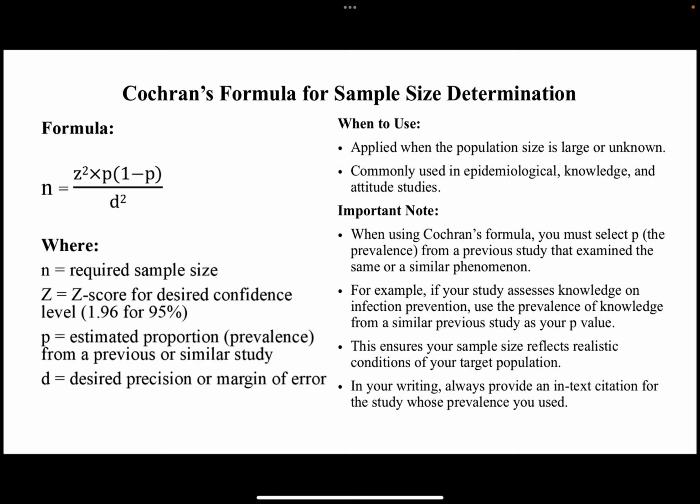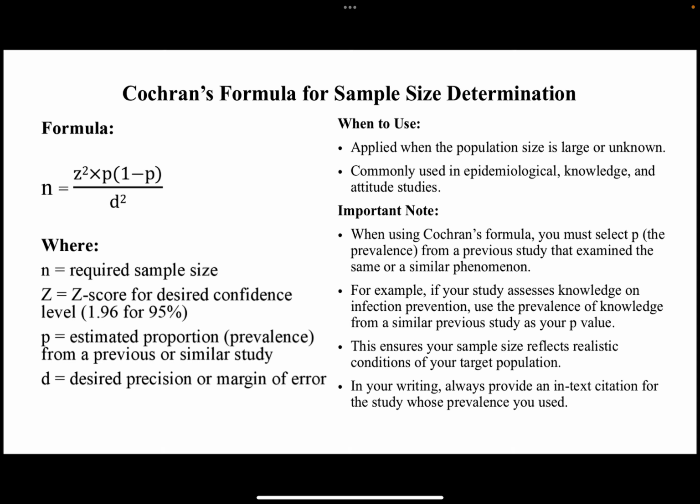So we use the Cochran's formula when the population size is large or unknown. In a situation where you want to do a quantitative study and you do not know the population size, or you are not sure of the population size, please use the Cochran's formula.